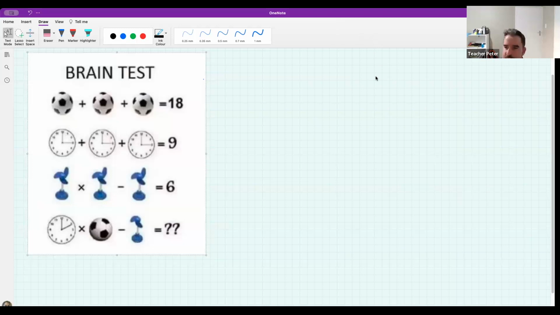What are we going to get here? It feels like the soccer balls are quite easy, so they have to be 6, 6, 6. And it feels like this has to be 3, 3, 3. So those aren't hard. What is hard is this blue funny fan thing.